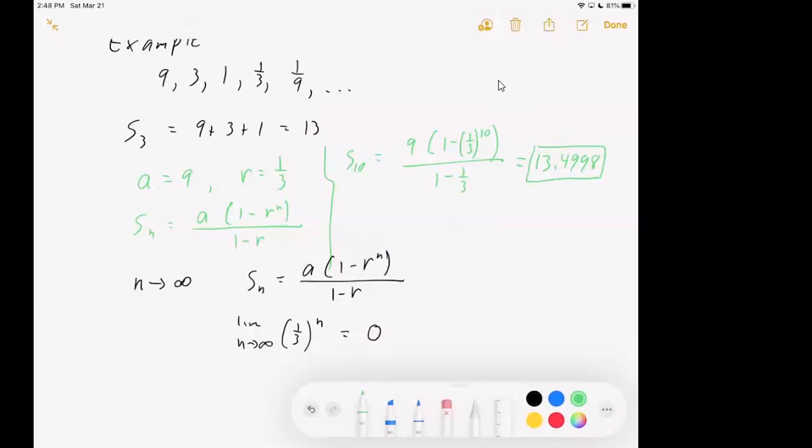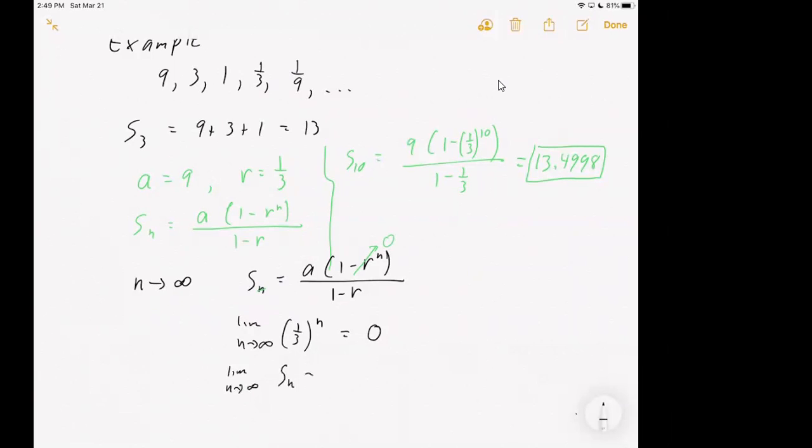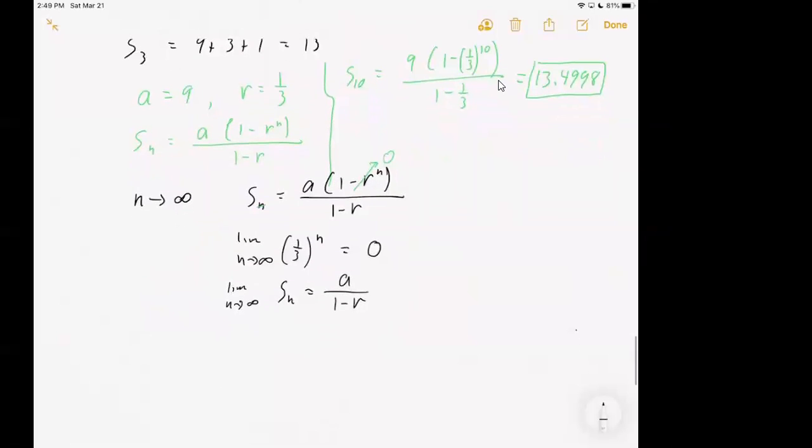So what we can do in the formula, if n is approaching infinity, we can say that we'll just cross out the r to the n, because that part is going to go to 0. And so the partial sum can be rewritten in the limit that n goes to infinity: S of n is going to be equal to a over 1 minus r. So how does that apply to this case? Let's look at what happens.